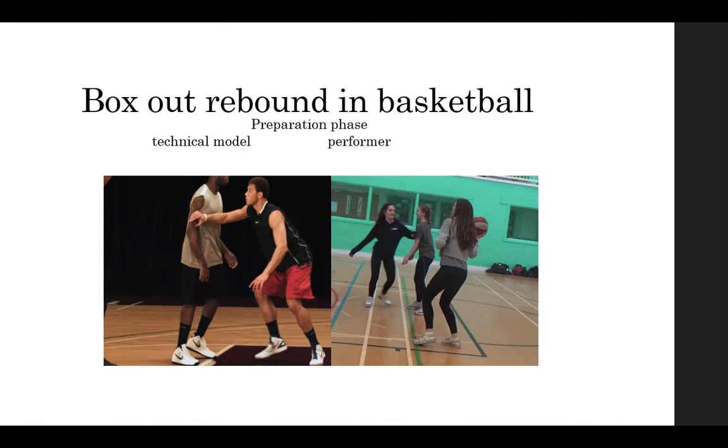The preparation stage consists of the player blocking the defender from trying to get the rebound. This is done by the performer blocking them with their arm on their chest, before placing their foot on the outside of the opposition stance before pivoting around with their back to the player to face the net so they know where their opponent is.